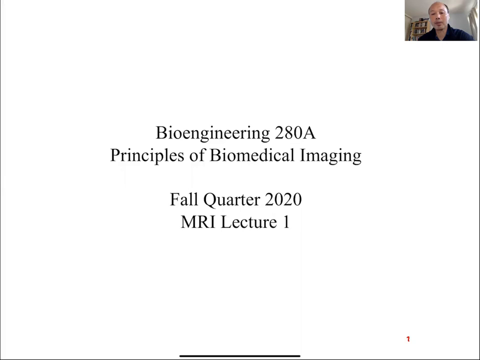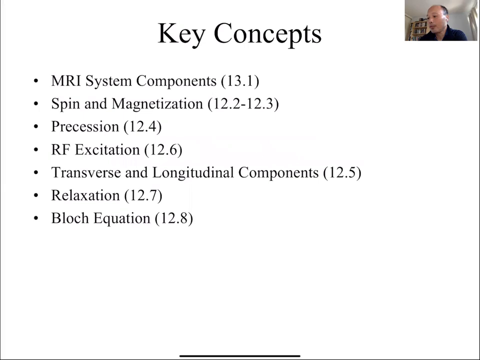All right, so let's get started. Today we're going to go over the basics of what an MRI system looks like, talk about spin magnetization, something called precession, RF excitation, and then get into relaxation, transversal and longitudinal components, and the Bloch equation. The chapters in the book which go over these are listed here, and if you need more background reading, you can certainly take a look at those sections.